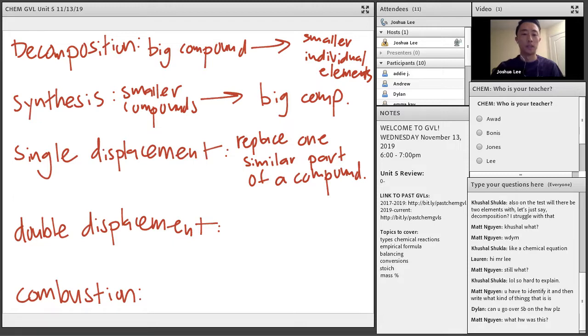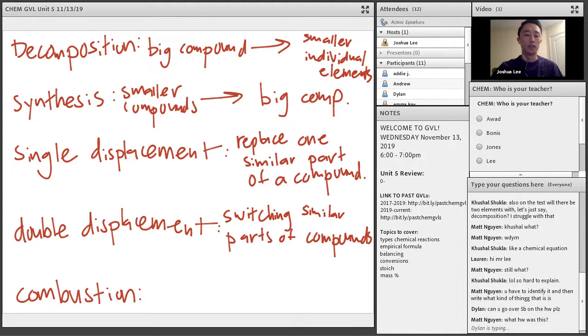Double displacement is you're basically switching similar parts of compound. And then combustion, you're just letting it burn in the presence of O2, and the usual products that you'll make is CO2 and H2O.